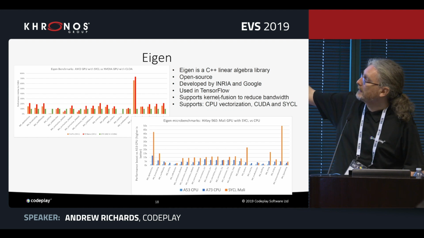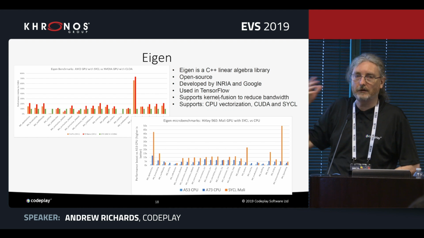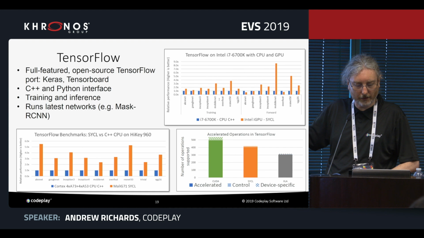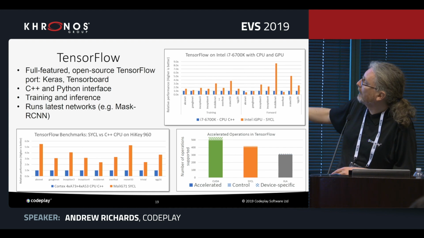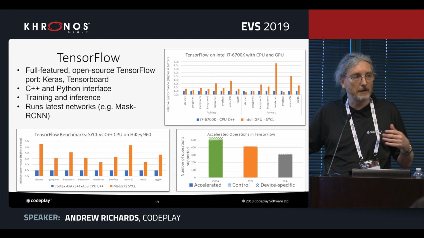This is Eigen, which is a library we didn't develop, but we've ported it to SYCL, and we've got various different performance figures, so you can see you get this big performance. It's very configurable, runs inside TensorFlow. And here are some TensorFlow results. Performance figures: you get quite a big performance boost on most cases by using GPUs.